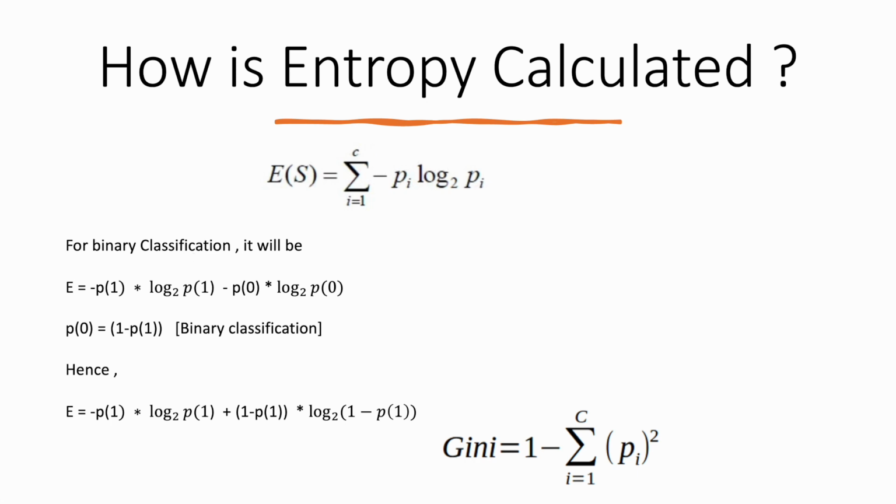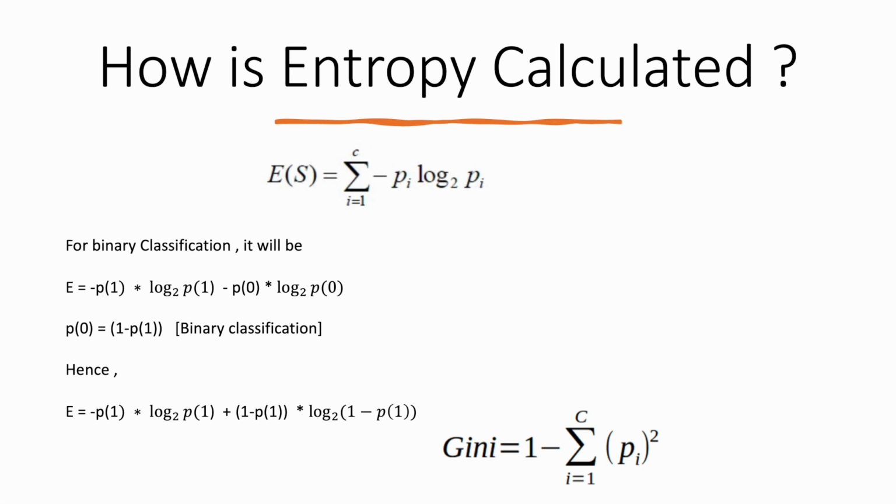Just for the understanding, let's say that we have binary classification. In that particular case, C will become 2. What will this thing become? This thing will become minus P positive class, where 1 is representing the positive class. So minus P1 log base 2 P1. Again, for my negative class, it will be minus P0 multiplied by log 2 P0, right? This is the formula for entropy in case of a binary classification.